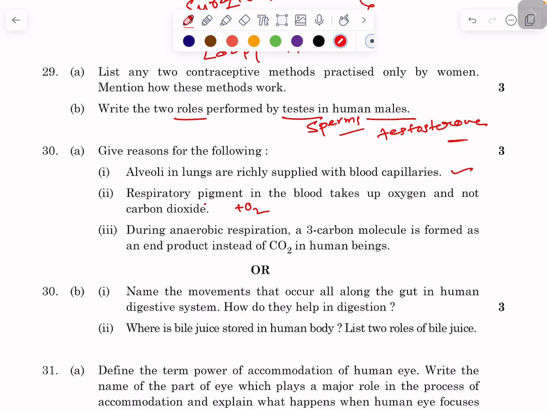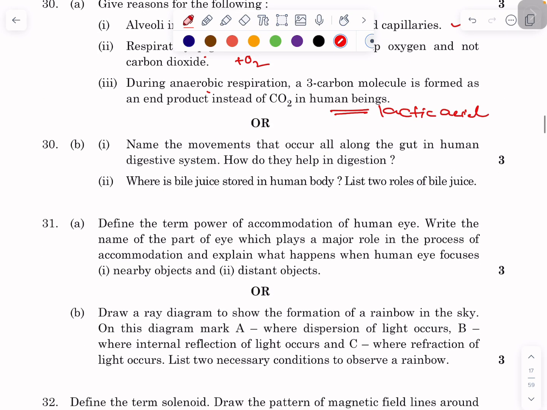That is the answer. During anaerobic respiration, a 3 carbon molecule is formed as an end product instead of CO2, carbon dioxide, in human beings. So why? Because of lack of oxygen, it does not oxidize glucose completely and forms a 3 carbon molecule, that is lactic acid. So you will get your lactic acid. Okay, so next question number 30b.